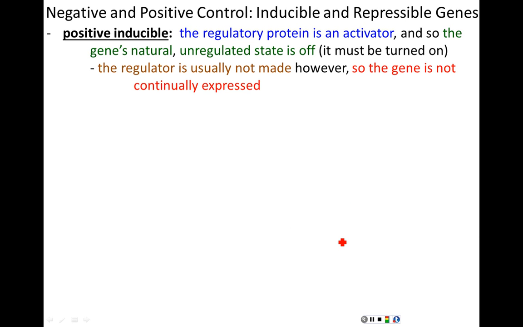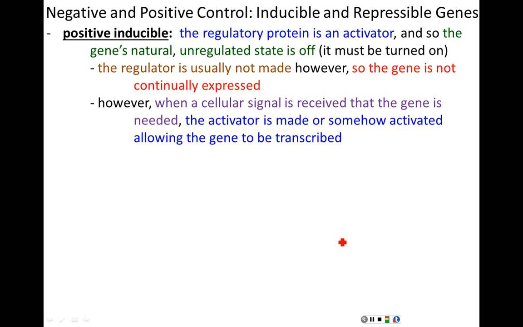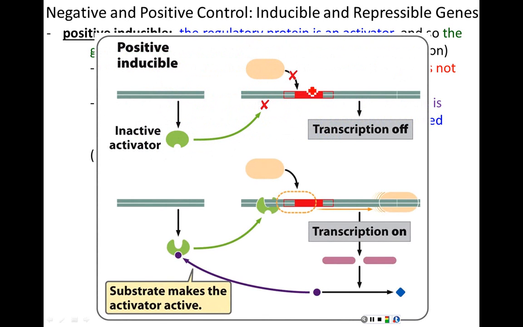And the cell usually keeps the gene off. The regulatory protein is usually not made. And it's only made or activated when the cellular signal is received that tells the cell that that operon is now needed. So the operon is naturally off, usually left off, and only turned on by the cell when needed. So we see here that the gene is naturally off. In the absence of any regulatory proteins, it remains off, but the cellular conditions become such that the operon is needed, and so now the cell has to go ahead and induce that gene by making or activating a transcriptional activator that is going to allow that gene to be transcribed.